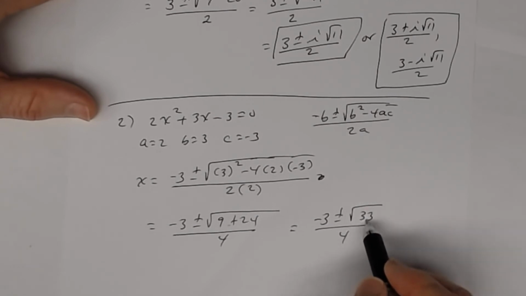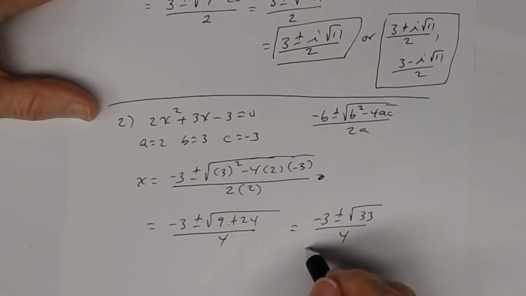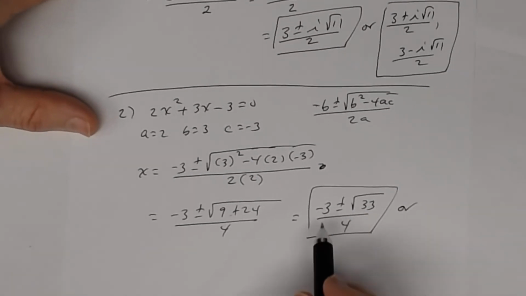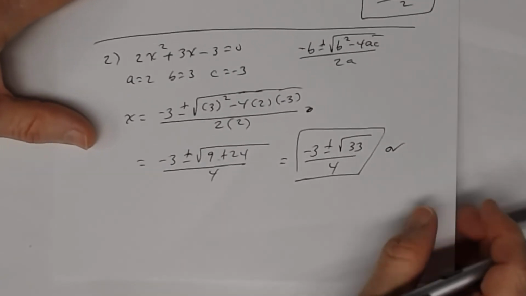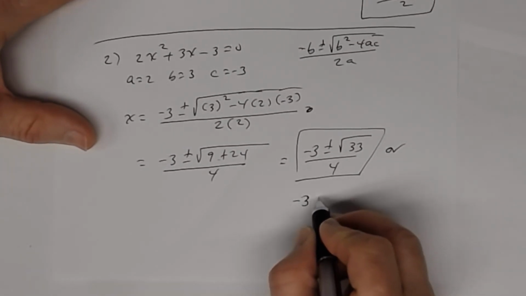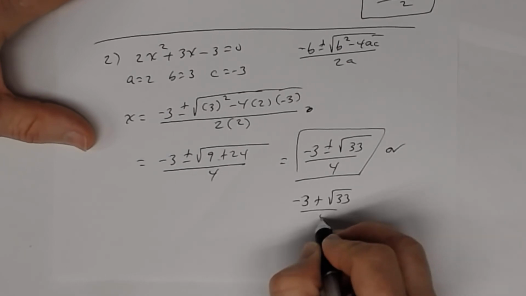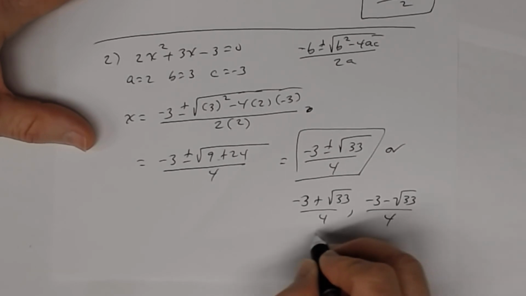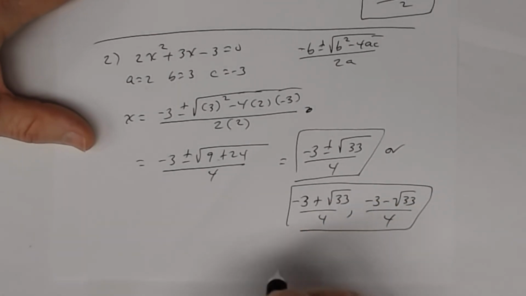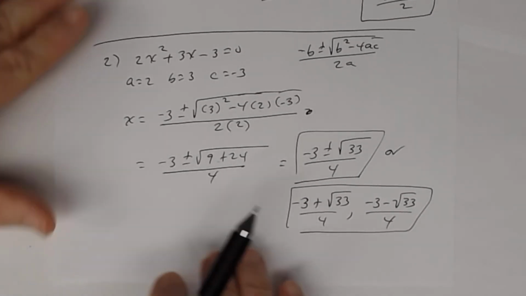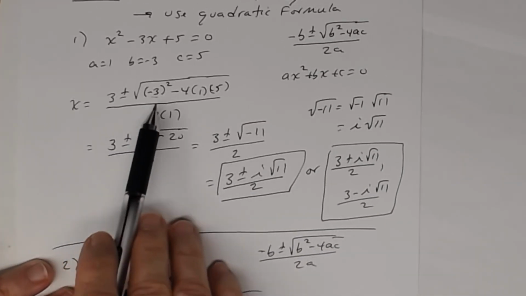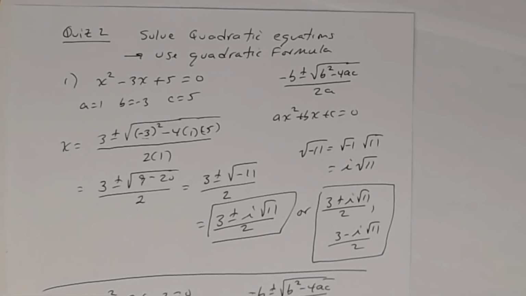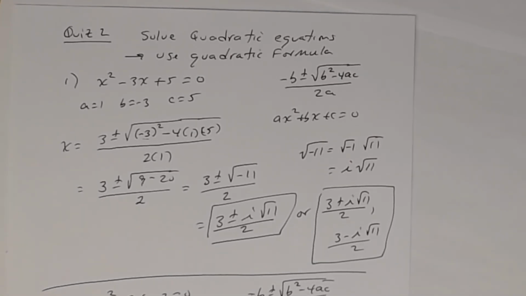And I cannot simplify the square root of 33. There's no perfect square other than 1 that goes into 33. And so there's your answer. And again, if you wanted to write it as two separate solutions, you would say negative 3 plus the square root of 33 divided by 4, comma, negative 3 minus the square root of 33 divided by 4. So any of these is correct. But this is the work that you have to show. So remember, you have to show the work like you were told to do. All right, so that is the key to quiz number 2 in solving quadratic equations using the quadratic formula.